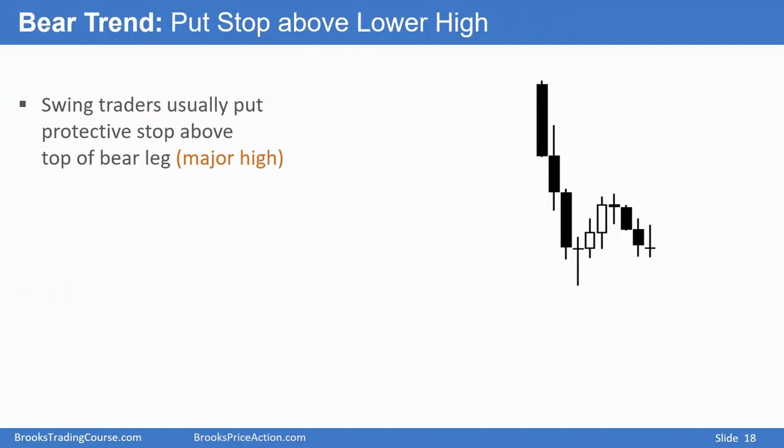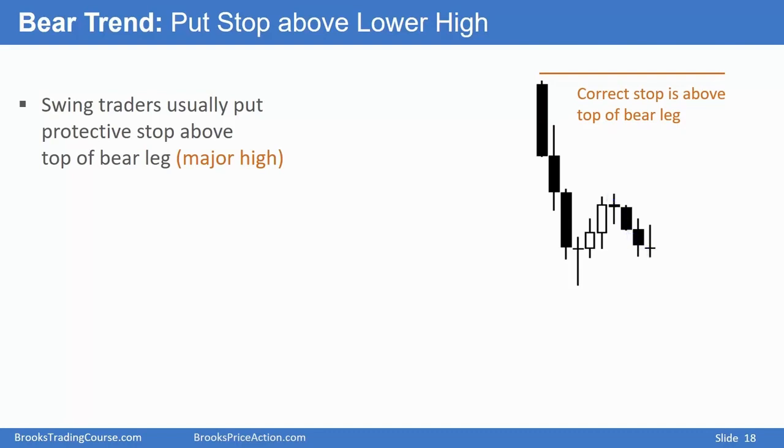In a bear trend, bears want to put their stops above the top of some major sell-off. Here we have a very strong bear breakout, so bears selling anywhere, at the market close, above this bar, below that bar, doesn't matter. Their stop is still above this high. So it's above the most recent major high.